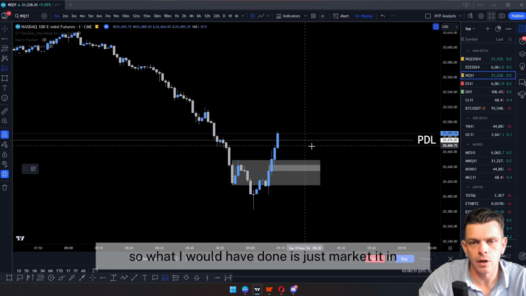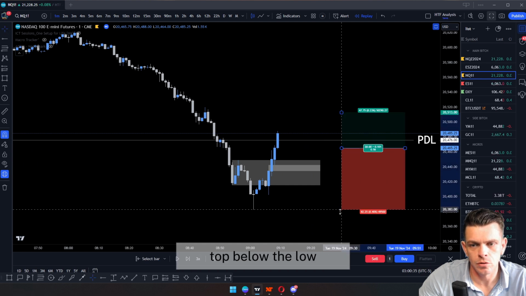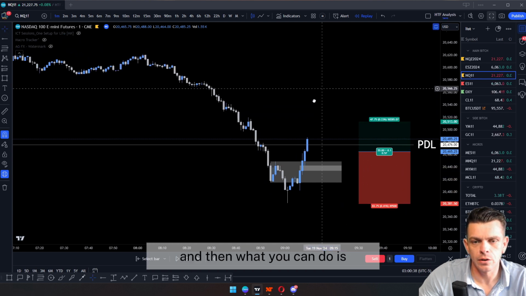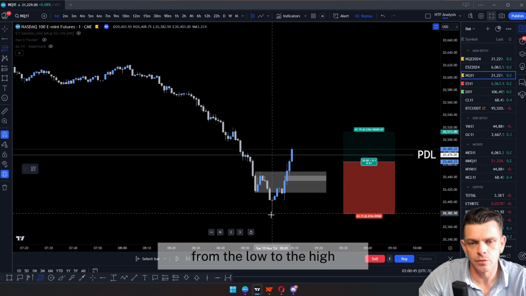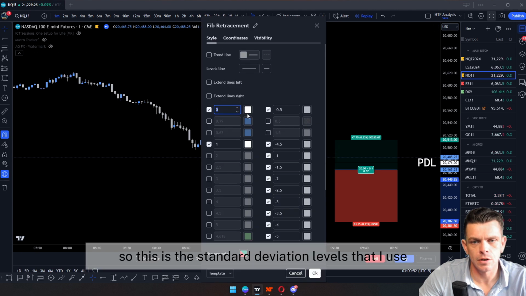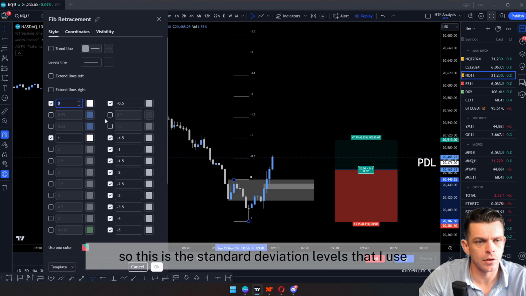So what I would have done is just market it in at this point, stop below the low. And then what you can do is you get your Fibonacci tool and you pull it for a bullish breaker from the low to the high. So this is the standard deviation levels that I use.